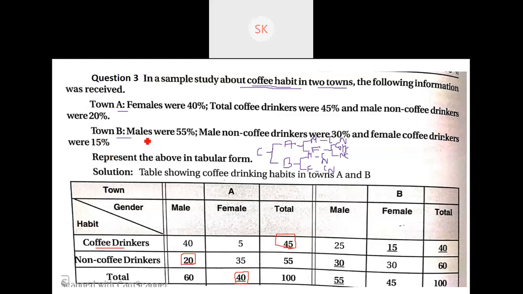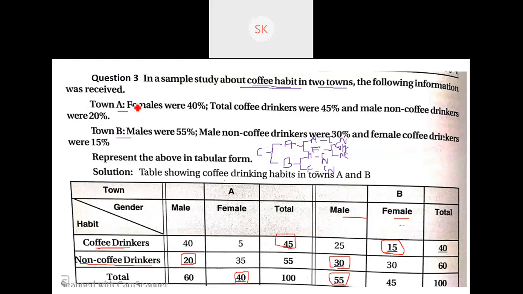Now town B, males were 55%. So total males were 55%. Male non-coffee drinkers were 30%. You can see here non-coffee drinkers and male, which is 30%. Then female coffee drinkers were 15%. So female coffee drinkers were first row, second column, 15. Clear? So this is what they had given to us completely.